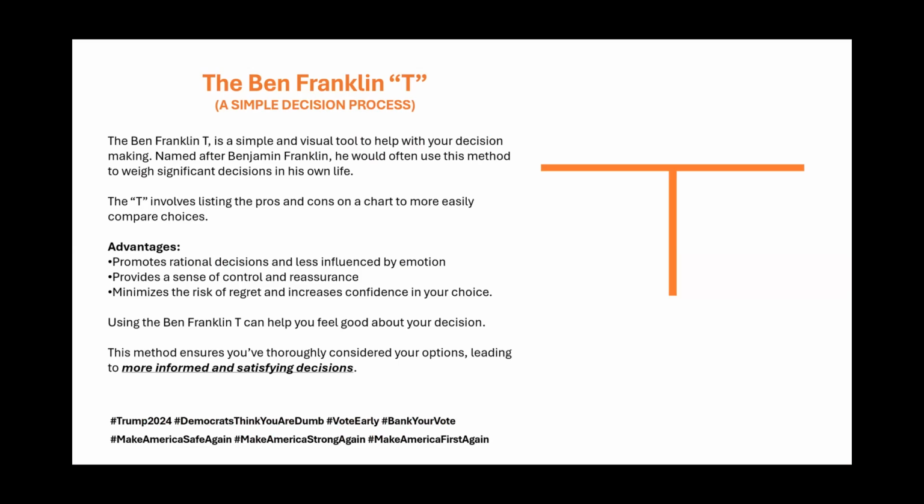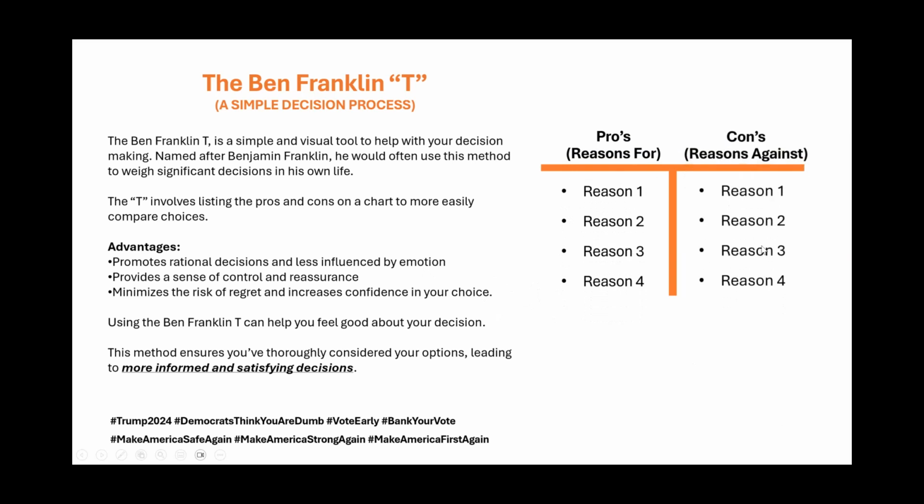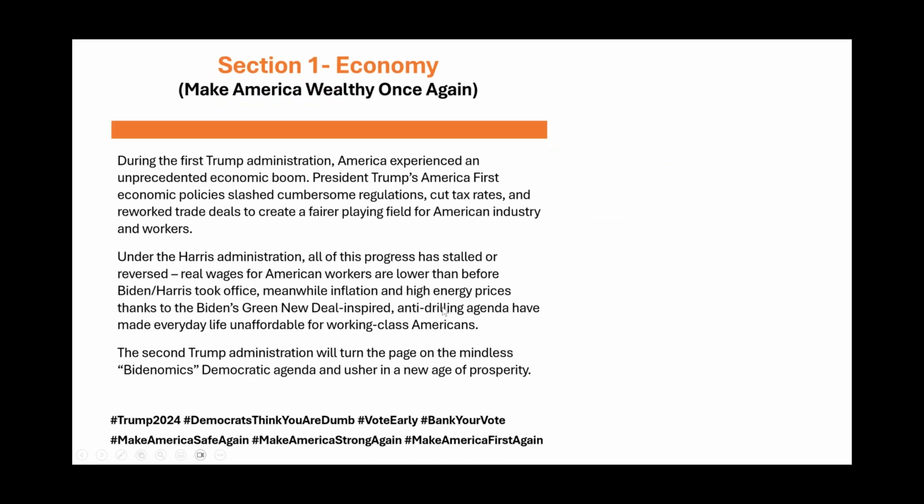Throughout the presentation, we're going to use something called the Ben Franklin T. This is a great, simple, easy chart for decision making. Benjamin Franklin used it for a lot of his big decisions. In essence, it's a decision tree or chart that says what are all the reasons for something and what are the reasons against something, or what is the comparison between two choices. And again, this is meant to help you make informed, satisfying, and confident decisions.